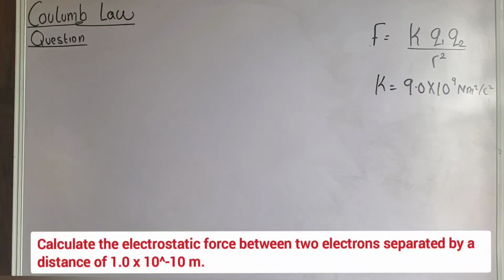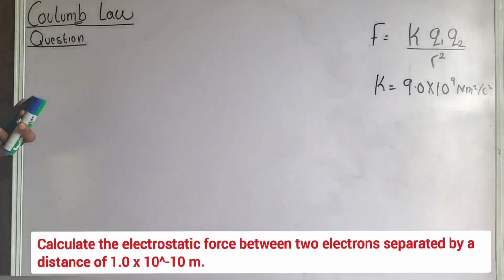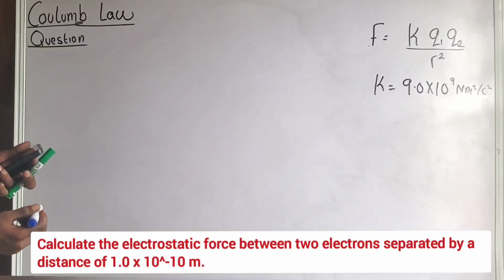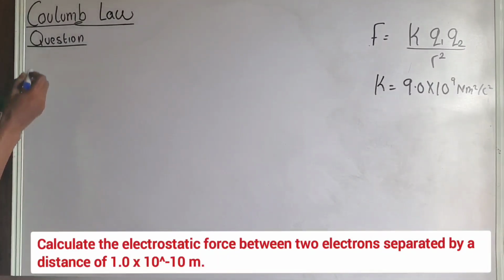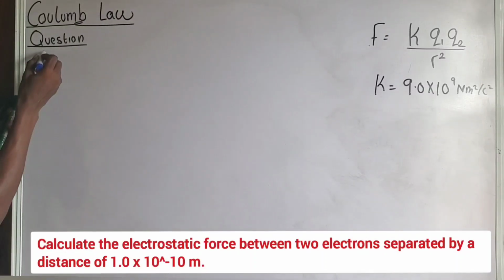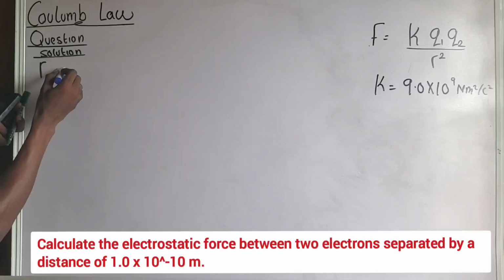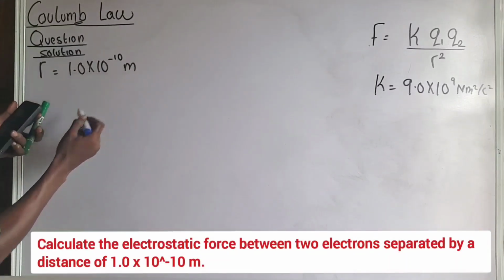Calculate the electrostatic force between two electrons separated by a distance of 1.0 times 10 raised to the power of negative 10 meter. Okay, we are asked to calculate the electrostatic force between two electrons separated by a distance. Okay, solution. The distance is 1.0 times 10 raised to the power of negative 10 meter.